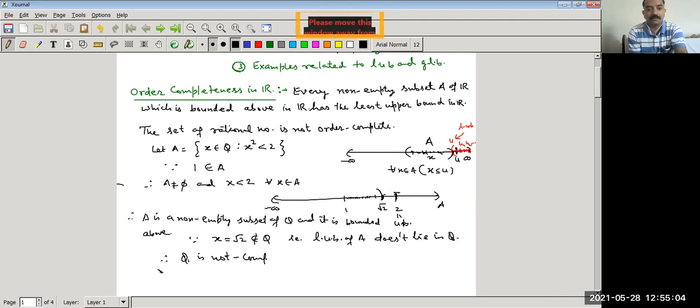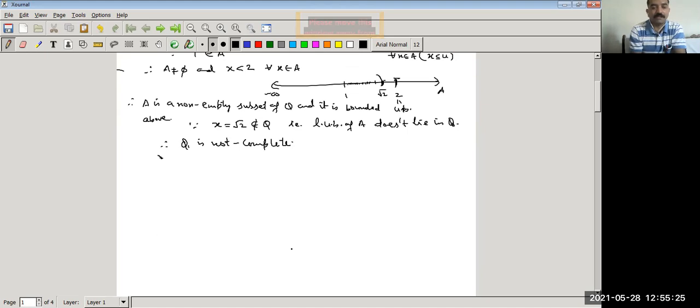So the set of rational numbers does not enjoy the least upper bound property because it is not order complete. But the set of real numbers satisfies order completeness, so it has a least upper bound. So R, the set of real numbers, is order complete because it satisfies the LUB, it enjoys the LUB property.